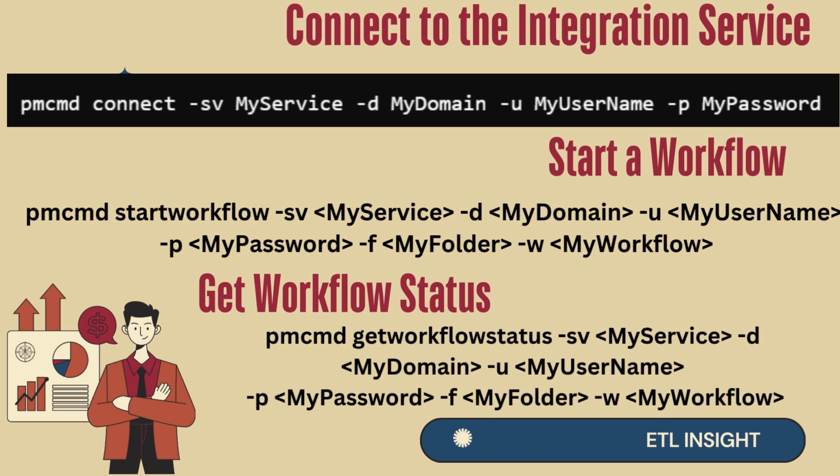Get workflow status. pmcmd getworkflowdetails -sv <my service> -d <my domain> -u <username> -p <my password> -f <my folder> -w <my workflow>. Everything in the angular braces is to be replaced by the values specific to your project. This will give you the workflow status, whether it's successful, failed, or aborted.